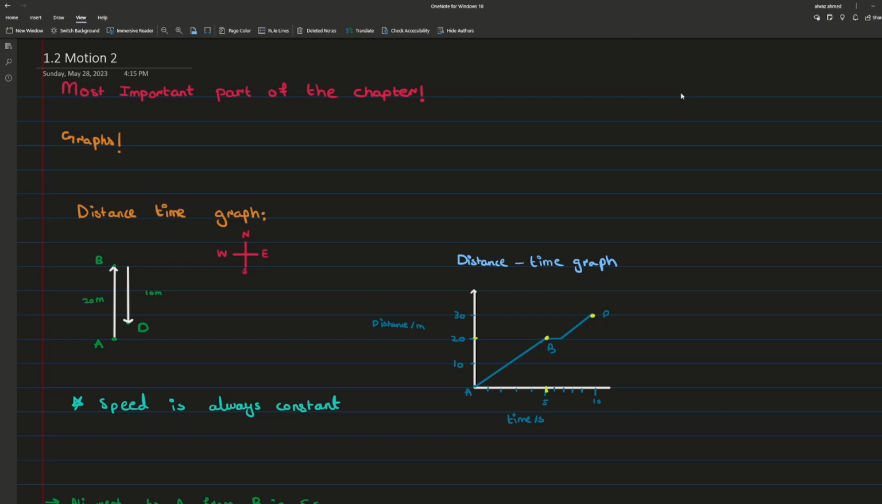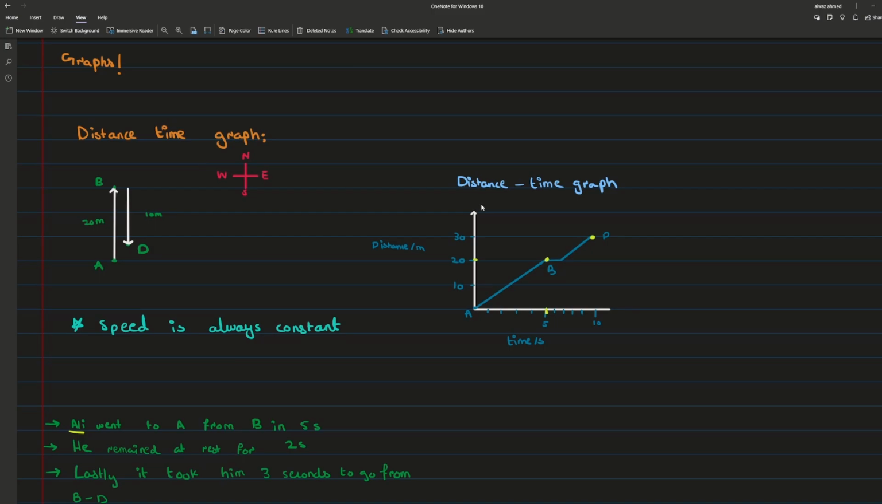So let's start. Okay, so the first thing that we're going to do is talk about distance time graphs. Distance time graphs are graphs in which we plot distance against time. We've got distance on the y-axis and time on the x-axis. Now here I've written an example so that we can properly understand how we plot distance time graphs.